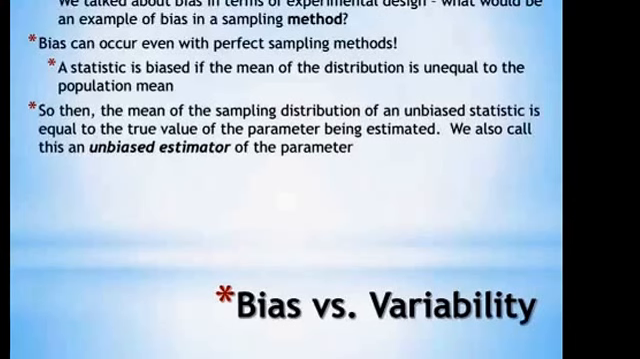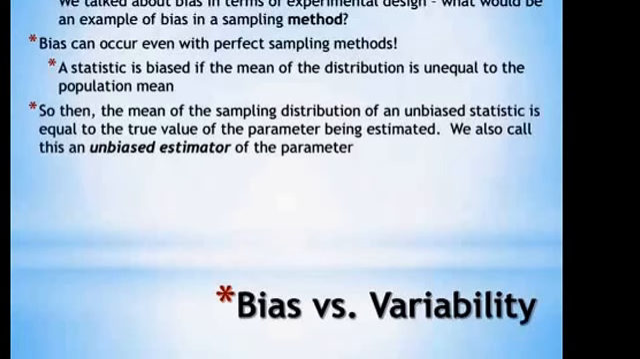Bias of a statistic. We talked about bias in terms of experimental design. What would be an example of bias in a sampling method? There's response bias, so based off of who you're sampling or how you're sampling, someone could be biased on how they answer your question. For example, if I asked everyone, do you think Hispanics are loud? And because I'm Hispanic, you might answer a certain way, especially because I'm your teacher and you don't want to be negative about my race. So you might be biased in your answer.